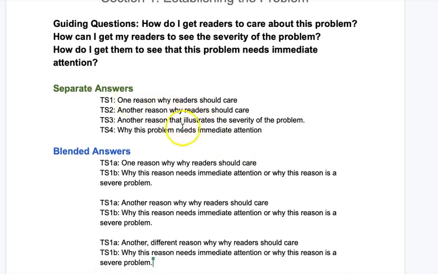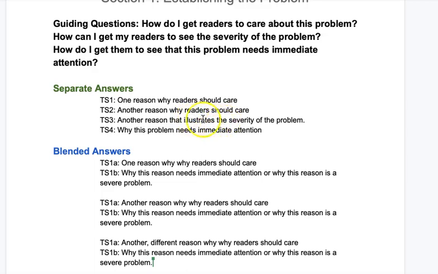You can answer some of those questions in individual topic sentences. So maybe you have one reason why readers should care and then a different reason why. So these would be claims, right? These would be topic sentences, and then you'd need to support and do all the development for each one of these claims. Another reason, you can have a reason that illustrates the severity of the problem, and then some reason why this problem needs immediate attention. So you're answering these questions in a taking-one-at-a-time approach.